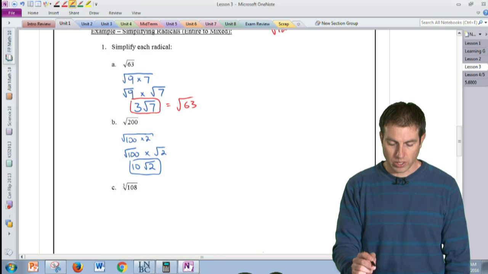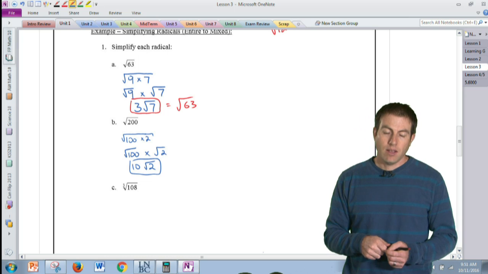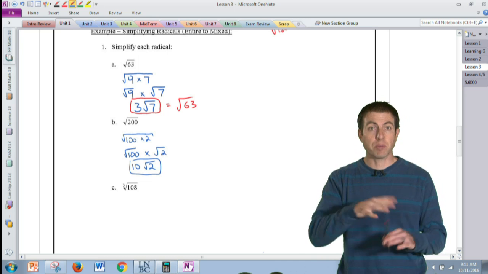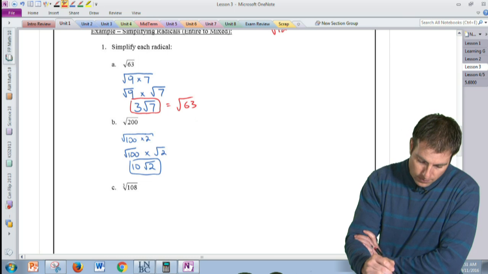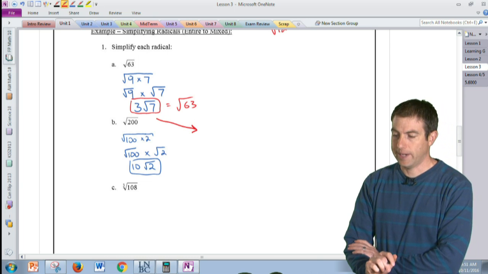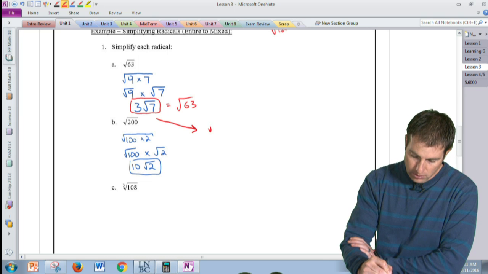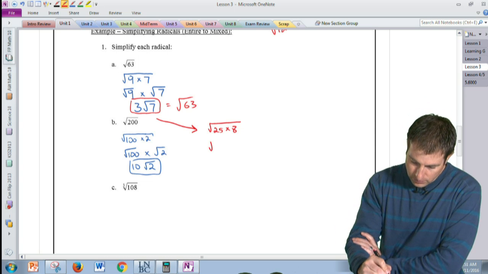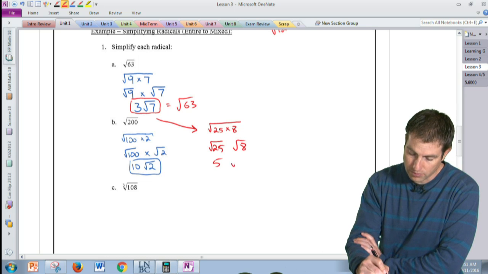Now, we do run into one problem with questions like this one, and you'll hear me say it again and again. I'll say, what is the largest perfect square that goes in? Because if we just look for perfect squares in general, I could have broken 200 into, what's another perfect square that goes into 200? I think 25 goes in there. And it goes in there 8 times. All right, I can break this up. 25 and 8, and then the square root of 25 is 5.